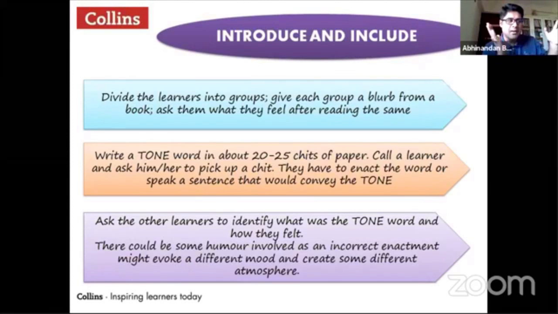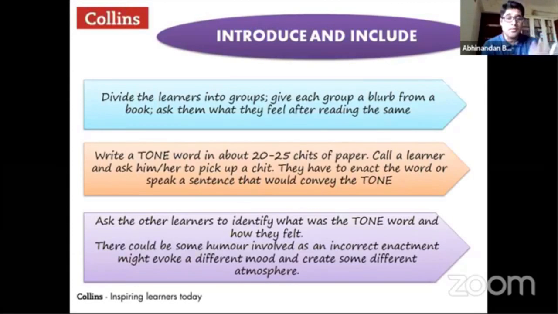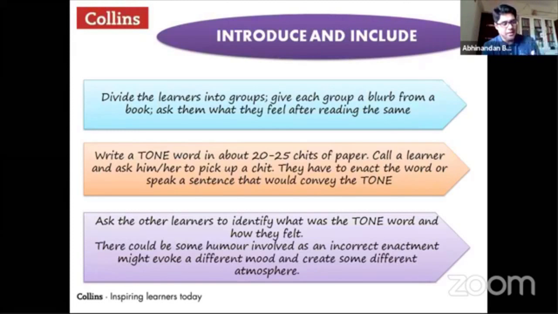There could be libraries set up in our classrooms as well, and we could ask them to pick up the book and read the blurb and share their thoughts, what they feel about the particular book after they have read, and what they can reflect on it. So when they're reflecting, they're actually analyzing it, right?